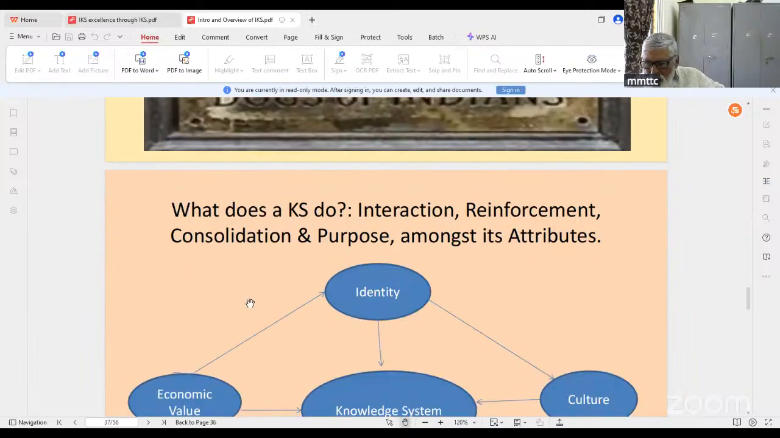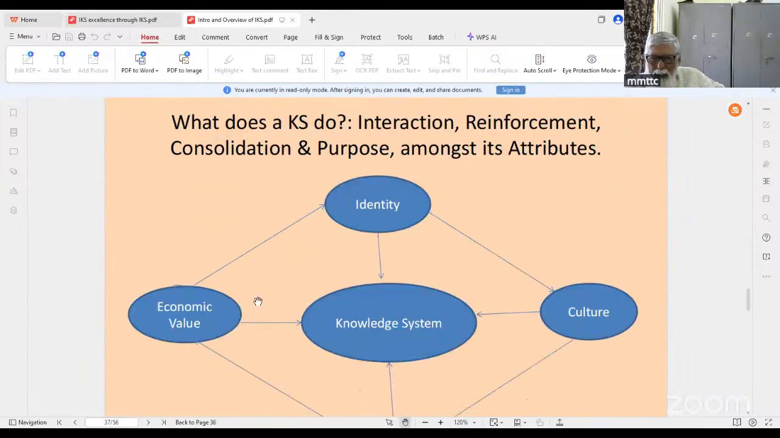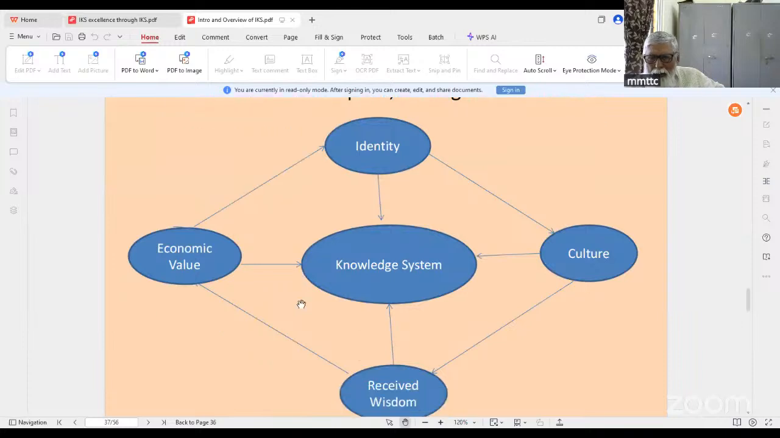So, what do knowledge systems do? Basically, knowledge systems relate to a culture, and cultural practices reinforce and add things to knowledge systems. The knowledge systems also provide economic value, and they provide an identity.